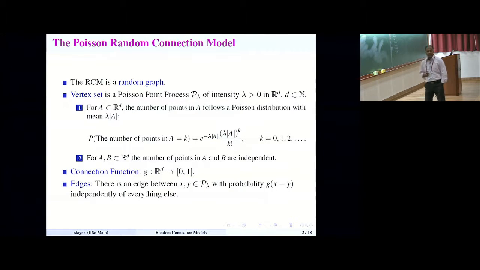Now once we fix the vertex set, we need to specify how we draw edges between points in the graph. Given the Poisson point process, you are given a connection function g which maps from R^d to the interval [0, 1]. Given any two points x and y in P_lambda, independently of everything else, you draw an edge with probability g(x minus y). Often our function g would be radially symmetric and depend only on the distance between x and y, so we will often abuse notation and write g of the distance between x and y.